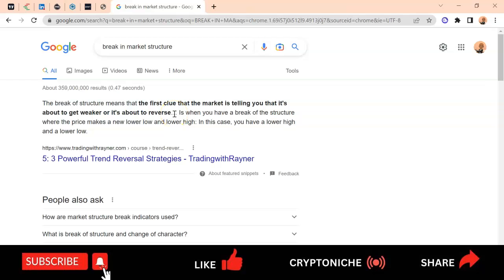So the first clue that the market is telling you that it's about to get weaker or about to reverse is when you have a break of structure where the price makes a new lower low and a lower high. It doesn't really have to be. It could be a higher high, a lower high, a lower low. So in this case, you have a lower high and a lower low.